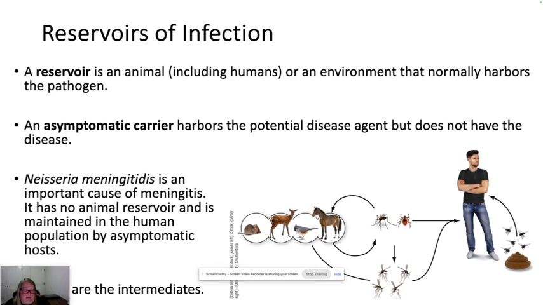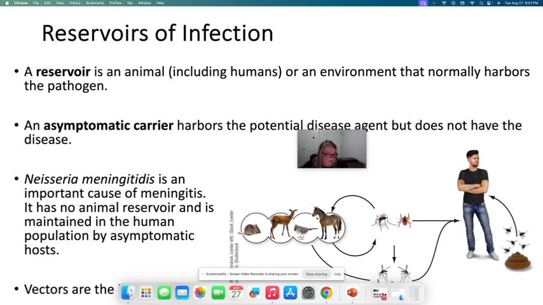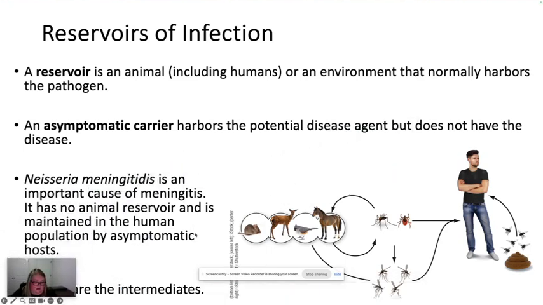Okay, so an example of this would be Neisseria meningitidis. Okay, this is one of the most important causes of the meningitis infection. It has no animal reservoir and is purely maintained in the human population. Okay, and it's spread by asymptomatic hosts or asymptomatic carriers. Okay, where the vectors are the intermediates here.